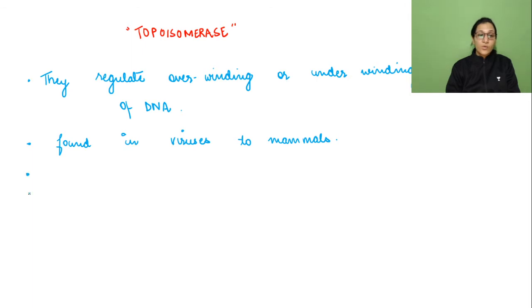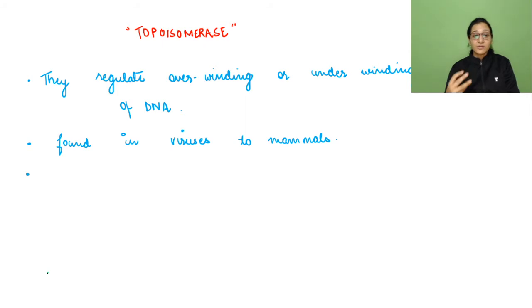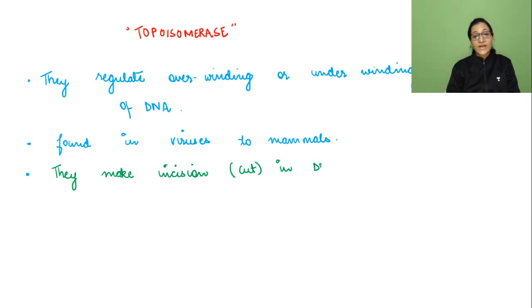Now, if they are going to regulate the overbinding and underbinding, how are they going to do that? They make an incision in the DNA backbone. That is what they do. They make an incision or a cut in the DNA backbone, that is, the phosphodiester bond.